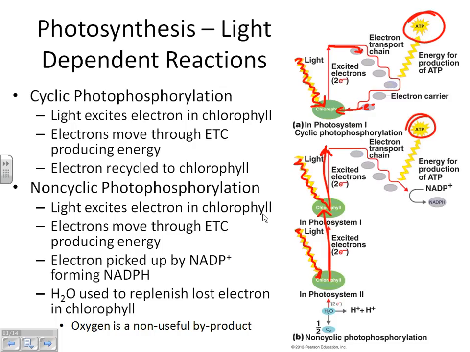At the end of the electron transport chain, the electron does not go back to chlorophyll. The electron goes to a carrier protein.